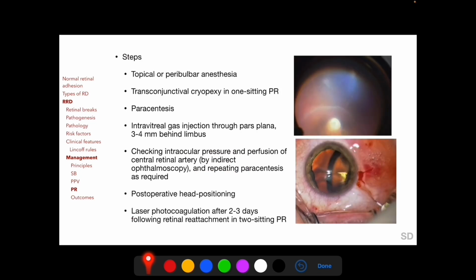Steps of PR include topical or peribulbar anesthesia, transconjunctival cryopexy in one sitting PR as shown here in this clinical photograph, paracentesis to reduce intraocular pressure, intravitreal gas injection through pars plana, checking intraocular pressure and perfusion of central retinal artery following intravitreal gas injection, and repeating paracentesis if required, which is very important. Instructing the patient to maintain the appropriate head position as early as possible following surgery, and laser photocoagulation after 2 to 3 days following retinal reattachment in 2 sitting PR.